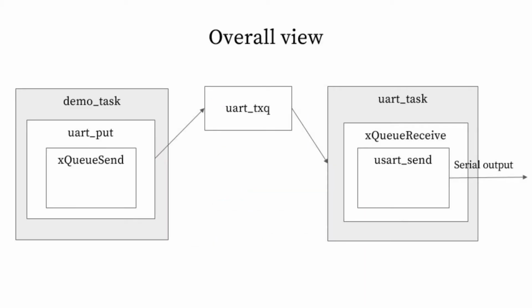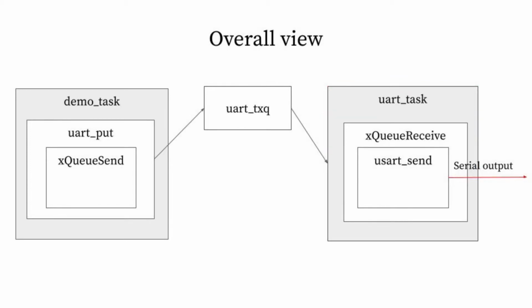Here's an even bigger overview of the code itself, which we discussed earlier. Let's briefly walk through it. Inside the demo task, there's a function called UOutput, which sends the array of message using the xQueueSend function to the message queue buffer. It is then read by the UOut task, which has the xQueueReceive function. And finally, the array is sent to the serial output using the USART send function.